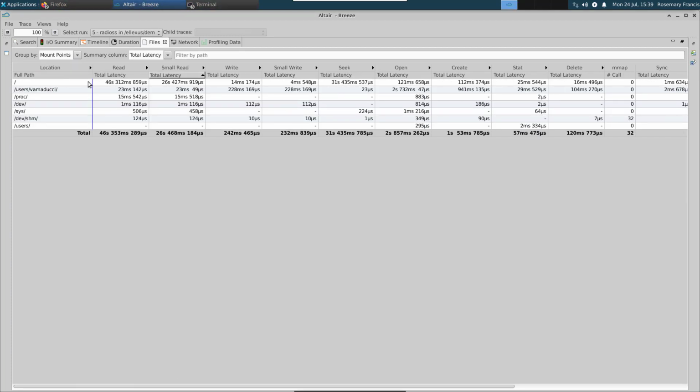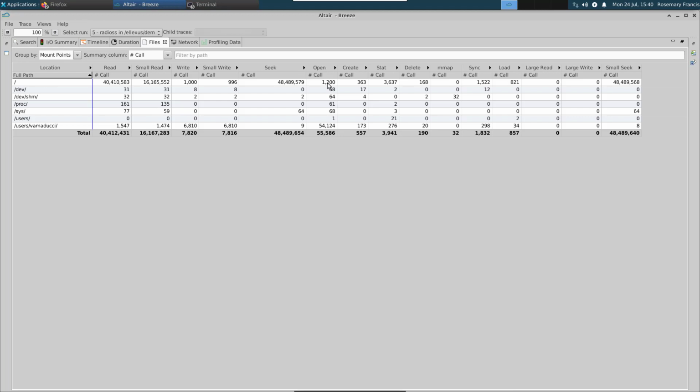So I can see that most of the time is spent at the root file system, with 46 seconds spent reading, 26 of which is small reads, and 31 seconds doing seeks. Let's look at the number of calls. There are relatively few open calls, and so from this I can assume that the reads and seeks are being performed on a small number of files over and over again while they're being kept open.